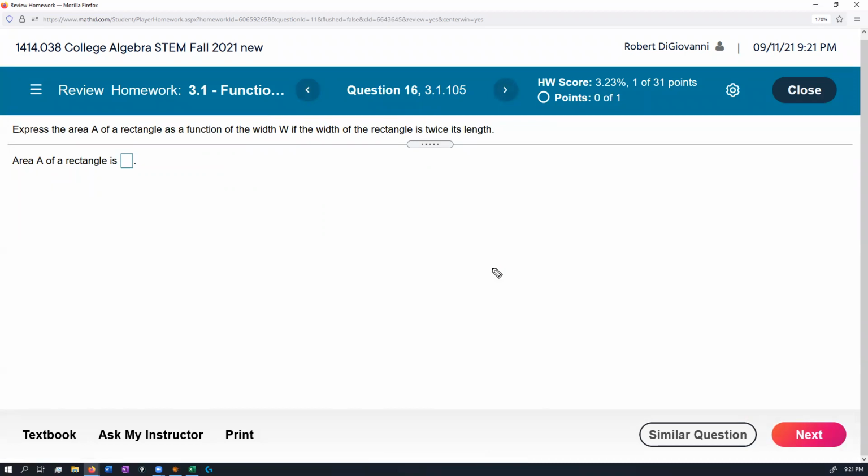Okay, express the area of a rectangle as a function of the width if the width of a rectangle is twice its length. Okay, what? So they're telling us we have a rectangle, it has a length and it has a width. We know the area of a rectangle is length times width. They want us to express the area as a function of the width if the width of the rectangle is twice the length. So we know that the width is equal to twice the length.